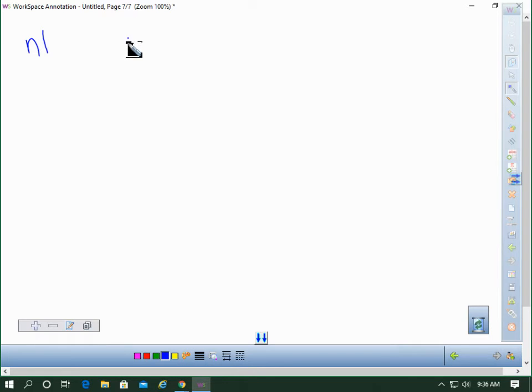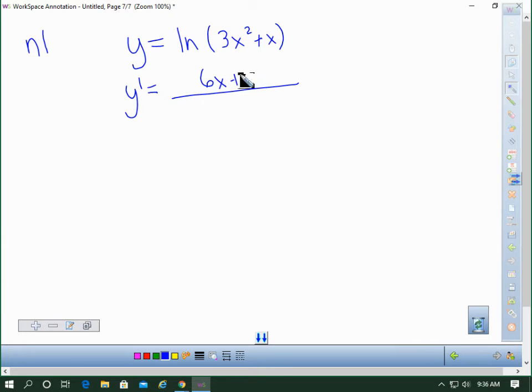If you take the derivative, let's say I have ln of the quantity 3x squared plus x, and I want to take the derivative of that function. The derivative of natural log is the derivative of the function, so that's going to be 6x plus 1, divided by the function. So that's how you take the derivative of natural log. That's one that we should know how to do.